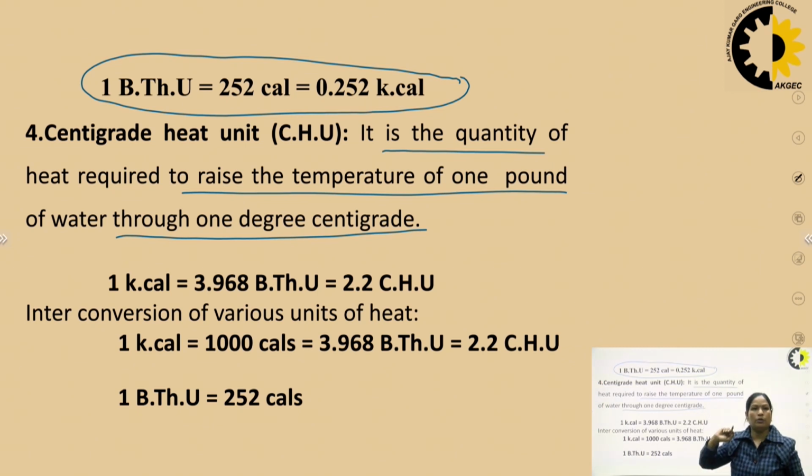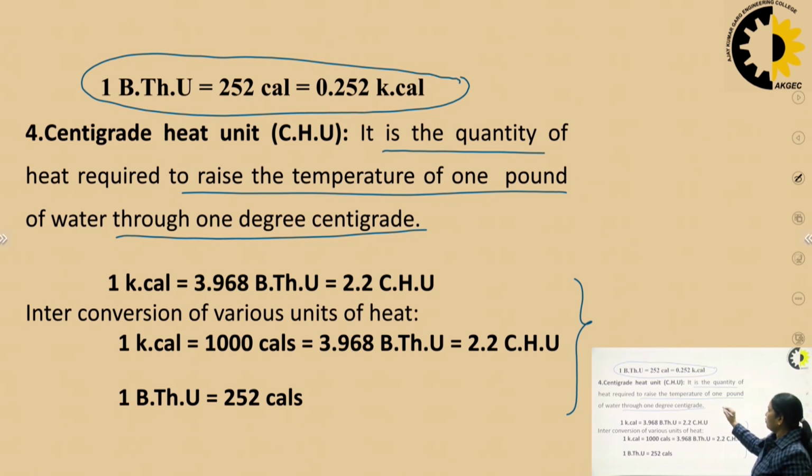Although the British thermal unit is to raise the temperature of 1 pound of water through 1 degree Fahrenheit. And 1 kilocalorie is equivalent to 3.968 BTU, that is equivalent to 2.2 CHU. So why are we studying these units? Because we are going to use fuel for industrial purposes, we actually need these kinds of units wherever we are going to use such fuels.